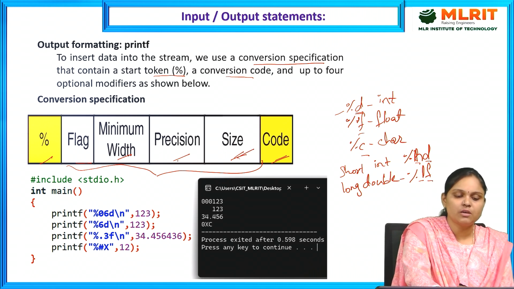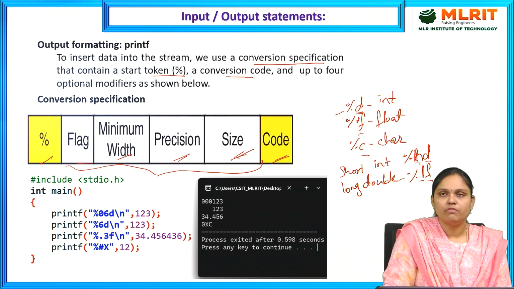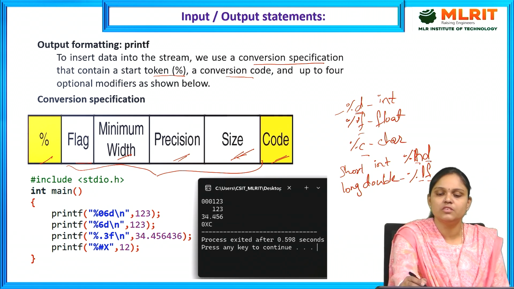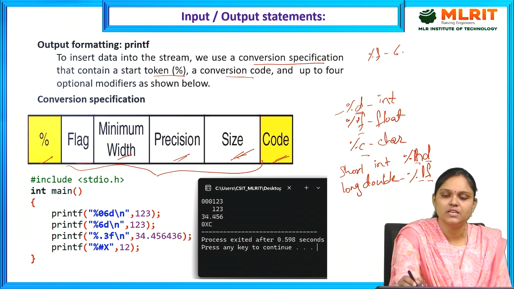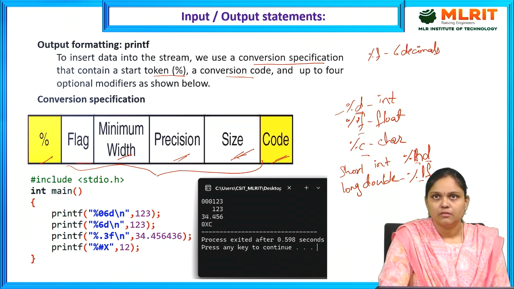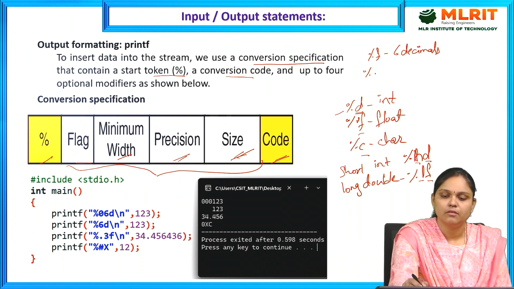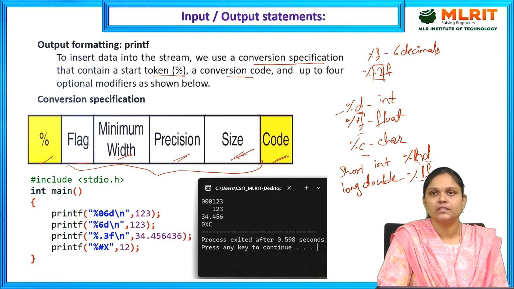And next coming to the precision. For float values, if you are using %f, it gives 6 decimal values after the decimal point. If you want only 2 decimal values, at that time you can use %.2f. This .2 is nothing but the precision. So we are telling the compiler that after the decimal point we only want 2 digits.